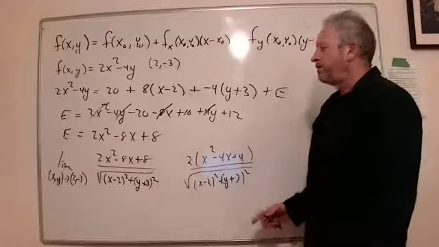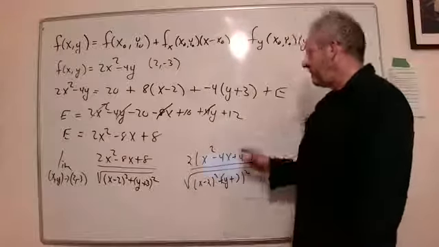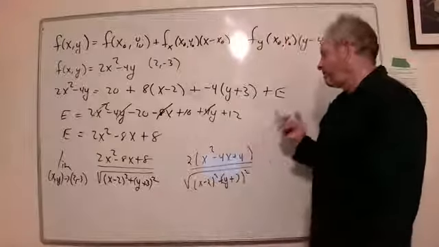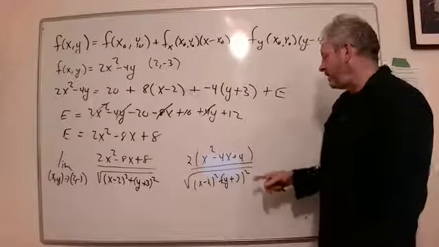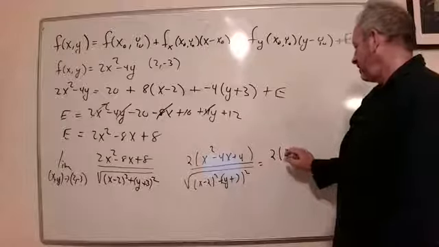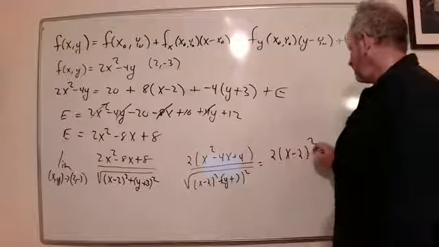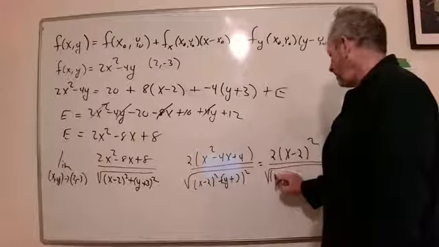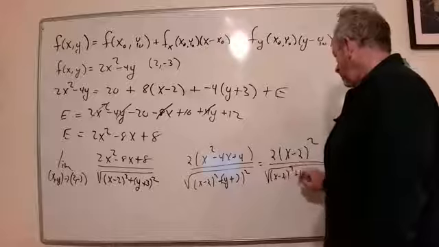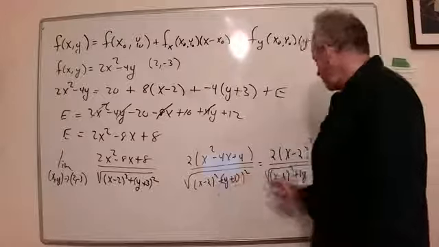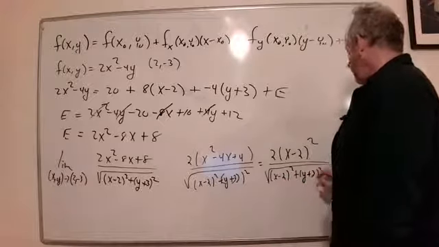You've spent the better part of your mathematical lives factoring quadratic polynomials. So again, when you see one, if you're not sure what to do, try factoring it. And that definitely is factorable. So this is equal to 2 times x minus 2 squared divided by the square root of x minus 2 squared plus y plus 3 squared.